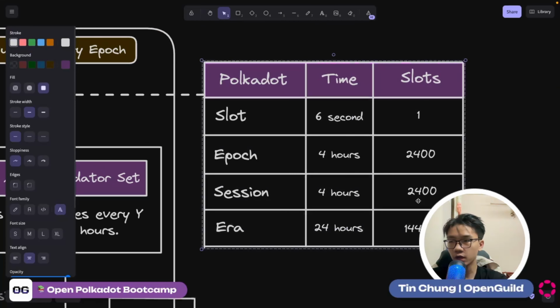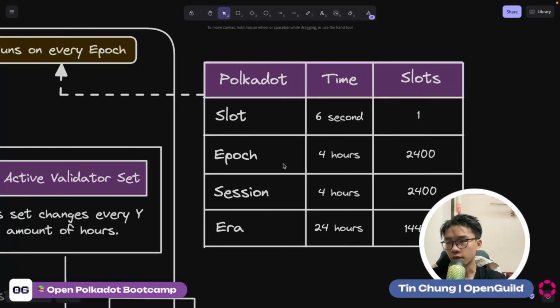We have different units: slot, epoch, session, era. A slot is going to be the smallest unit. The slot equals 6 seconds. The epoch is going to be 4 hours. One epoch equals 2,400 slots. A session is also going to be 4 hours, 2,400 slots as well. For the era, it's going to be 6 epochs, equal to 14,400 slots.